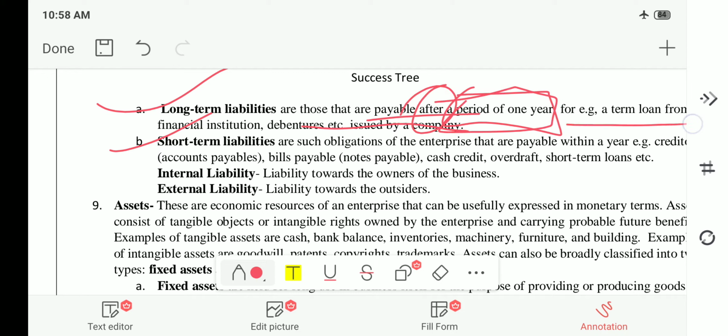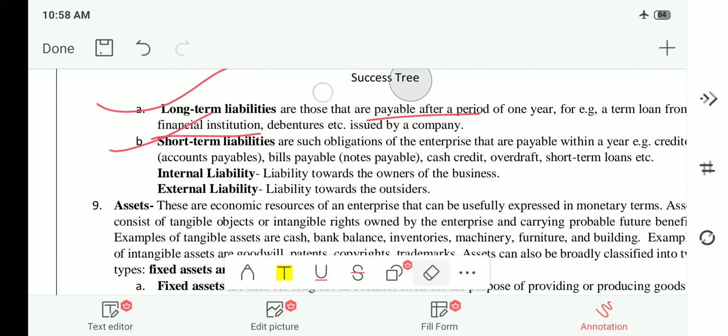For example, a term loan from a financial institution, as we have taken the example of SBI, that I have borrowed 10 lakh, then I will pay it within 10 years. That means it is above 1 year. Therefore, it is a long-term liability. Debentures issued by a company are another example.